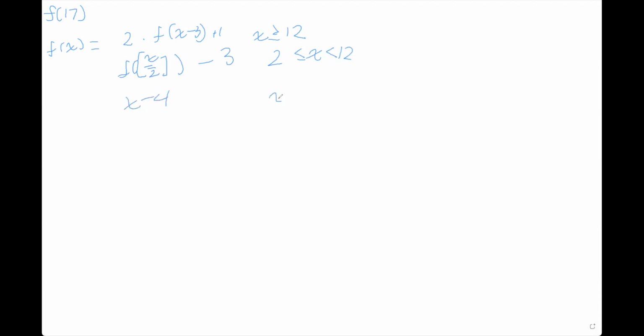I'm going to be sharing a whiteboard once again. I'm going to write the original problem, so don't worry. We're told to find f of 17, and we're given f of x is equal to 2 times f of x minus 3 plus 1 if x is greater than or equal to 12, and if f of x is like this, 2x... 12, and x minus 4 if x is less than 2.